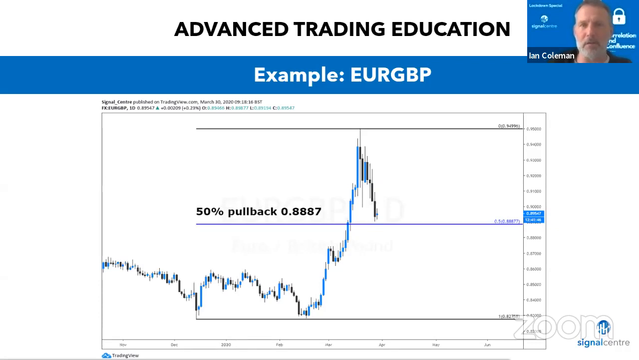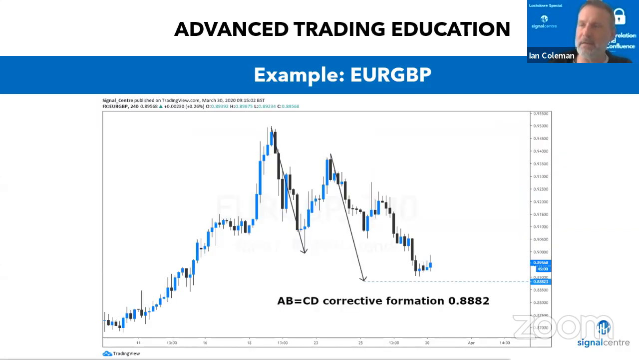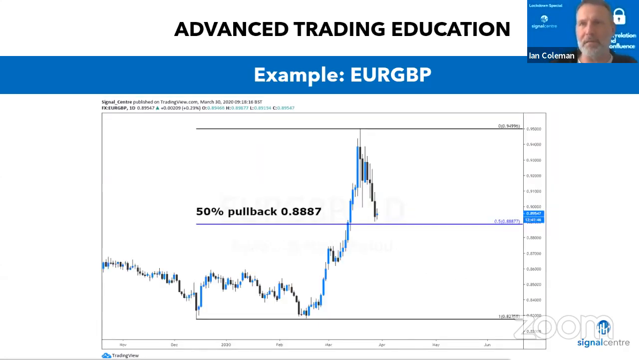So what other reasons have we got that we can combine? Remember, we were talking about combining different factors. So we've got 88.82 as an ABCD target level for bears. We've also got a 50% pullback level at 88.87. So already we've got a 5-point gap, if you like, between the two prices. But considering the move that Euro Sterling has had over the last days and weeks, 5 points is relatively nothing. So we've got 88.87, 88.82.